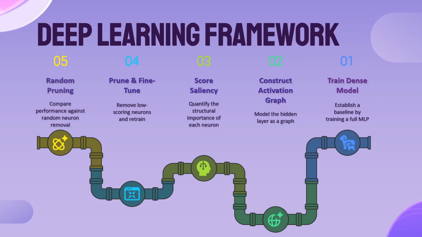Let me walk you through the 5-step framework used in deep learning process. We start by establishing a baseline. Here we train a fully connected neural network, also known as a dense model. This helps us understand how well the model performs before any optimization or pruning is applied.